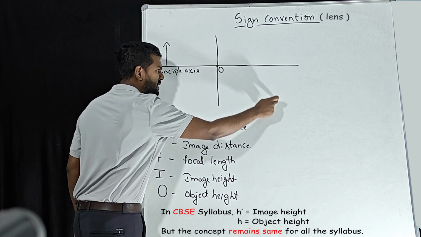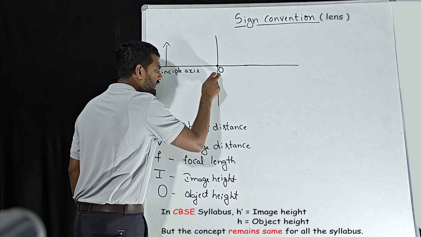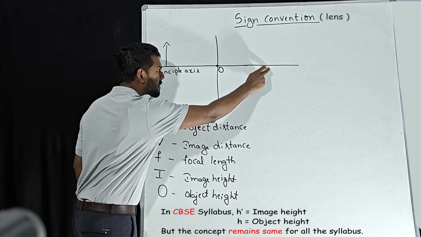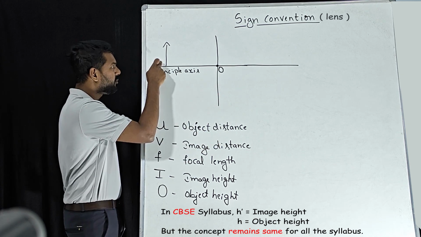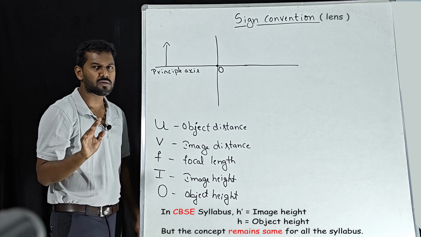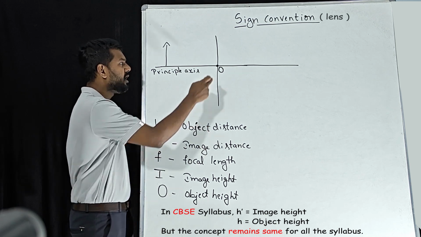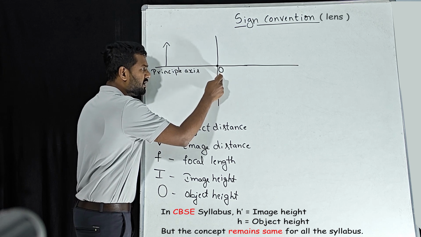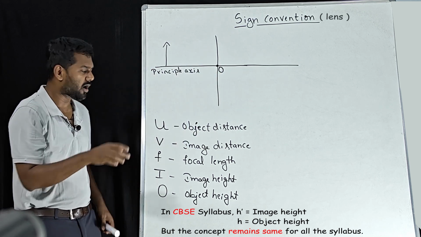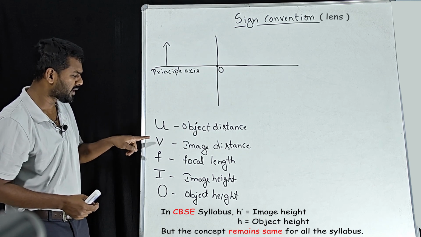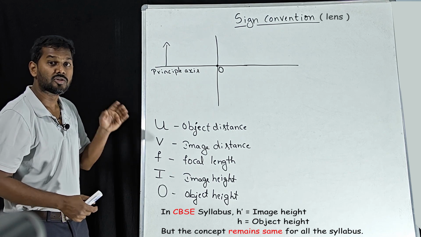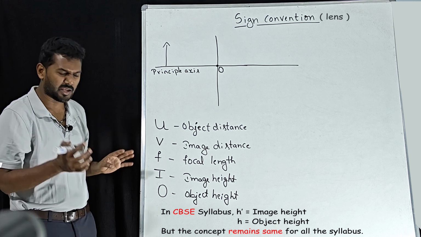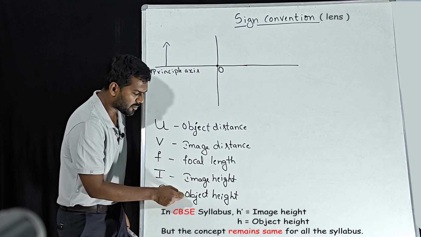Assume you have an image somewhere here. From here to here, what is the distance? You should not calculate from the image to optic center. You should always calculate from the optic center to the object, from the optic center to the image. All three, U, V, F, should start from the optic center. This is the basic. Next, image height, object height.